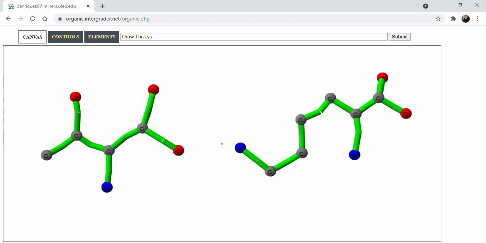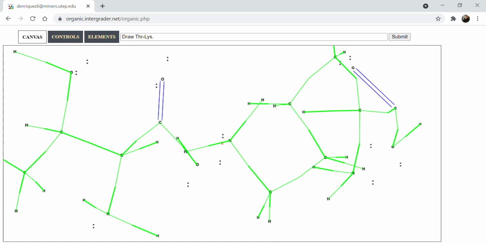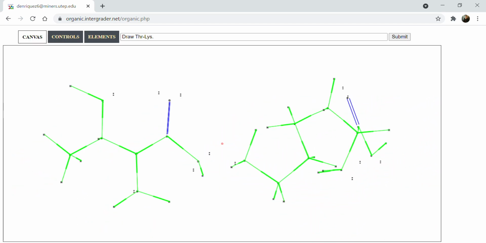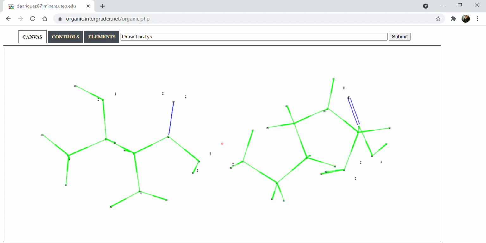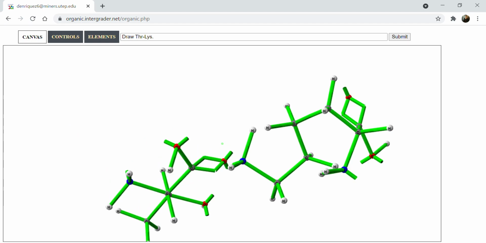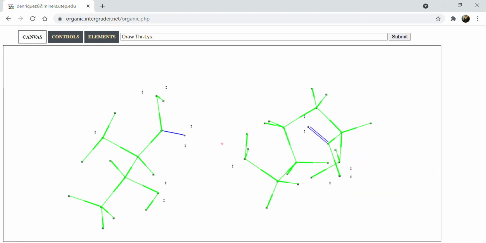Okay, so now I'm going to count my carbons for threonine. I got 1, 2, 3, 4, 1, 2, 3, 4, yep. And then for lysine, I got 1, 2, 3, 4, 5, 6. 1, 2, 3, 4, 5, 6. Okay, it looks good. And I'm going to move this over. And now this is the part that I don't like. It's not that I don't like, it's that it's just a little time consuming.